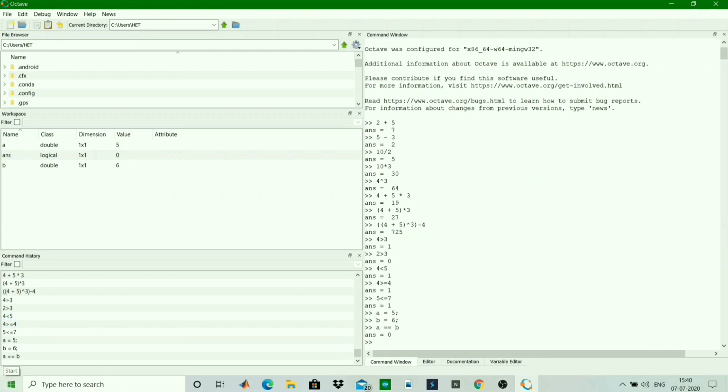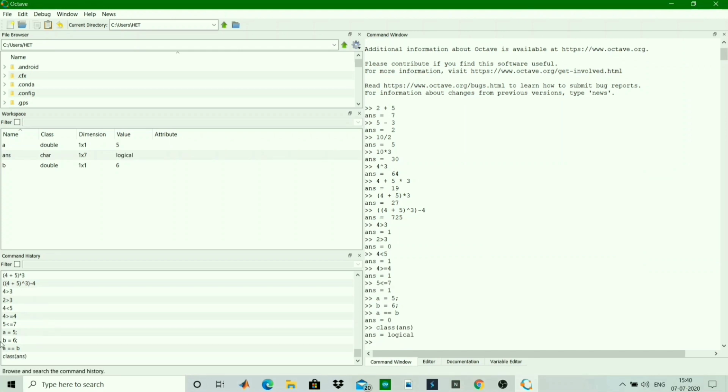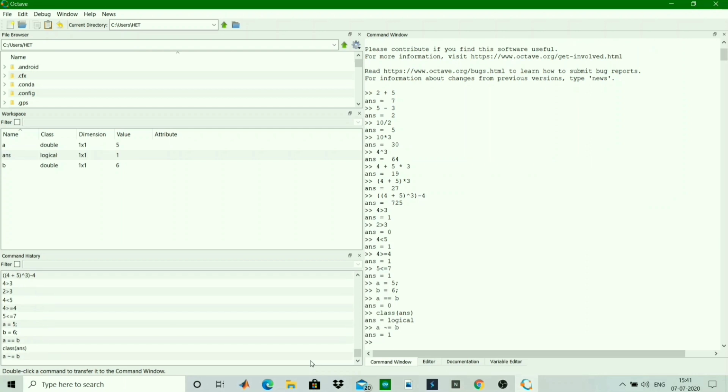You can check what type of output you are getting by a simple inbuilt function named class. Class A and S. Hitting enter, you see the type of answer we got here is logical. So you can even type A not equal to B. For not equal to, first you would have to type in tilde and then equal to. It would mean A not equal to B, and on hitting enter you see the answer would be 1, just because 5 is not equal to 6, and that is true.